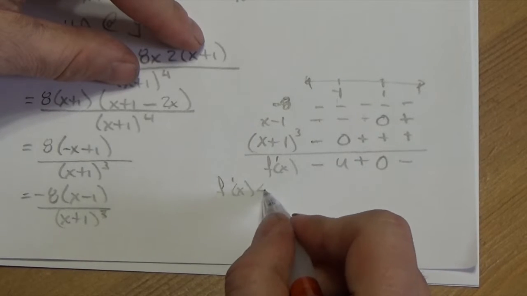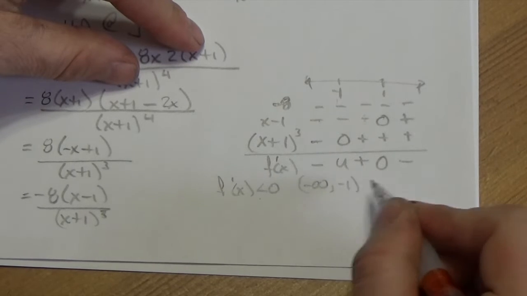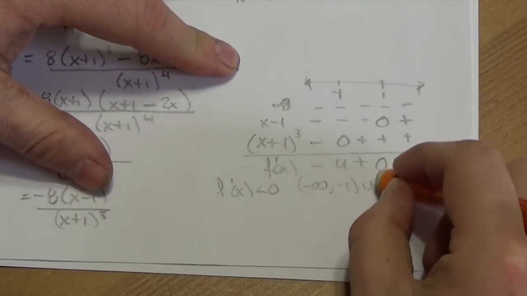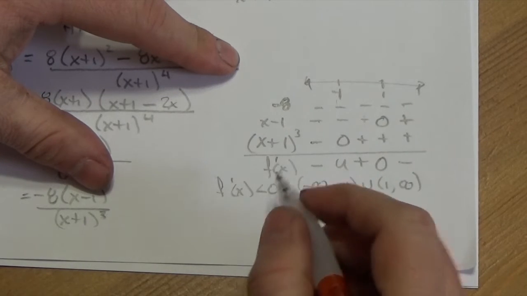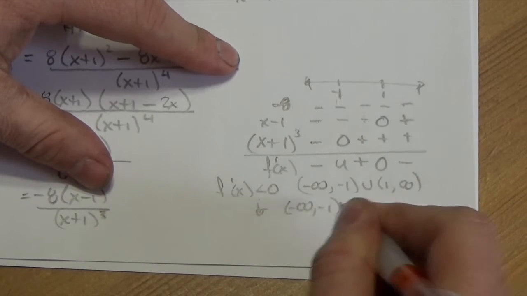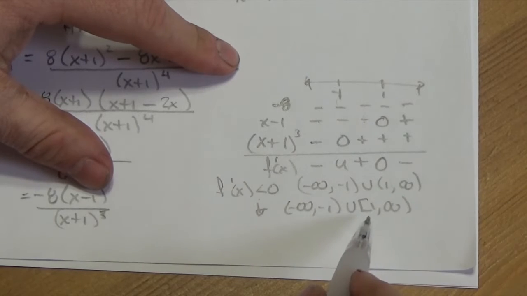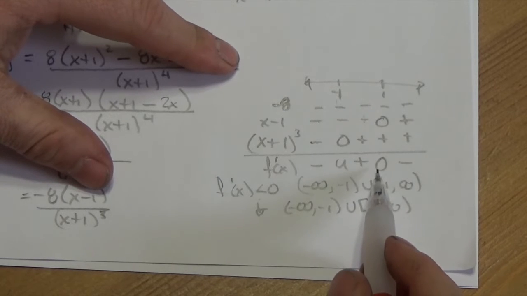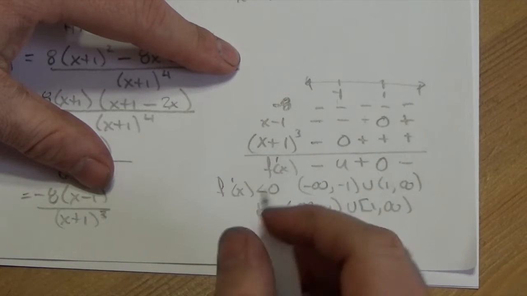The derivative is less than 0 on negative infinity up to negative 1, and then from 0 out, sorry, not 0. Sorry, my mistake. It's 1. It's the interval from 1 out to infinity, which means that the function is decreasing on the interval negative infinity to negative 1 union positive 1 out to infinity, but we include the positive 1, okay, because we include the endpoints where they exist. Now in this case we didn't include the negative 1 because the negative 1 didn't exist. It was undefined there.